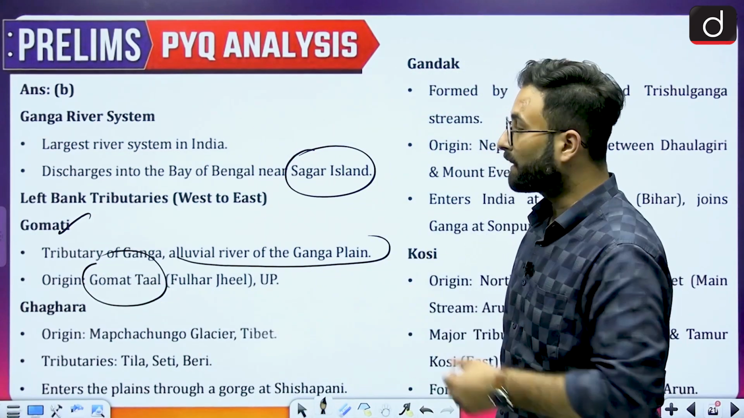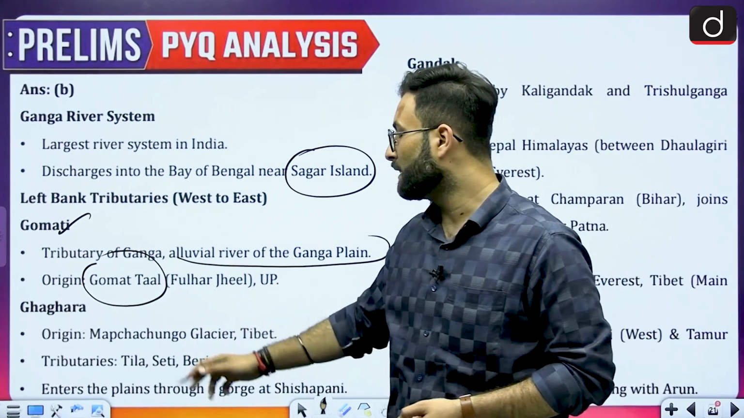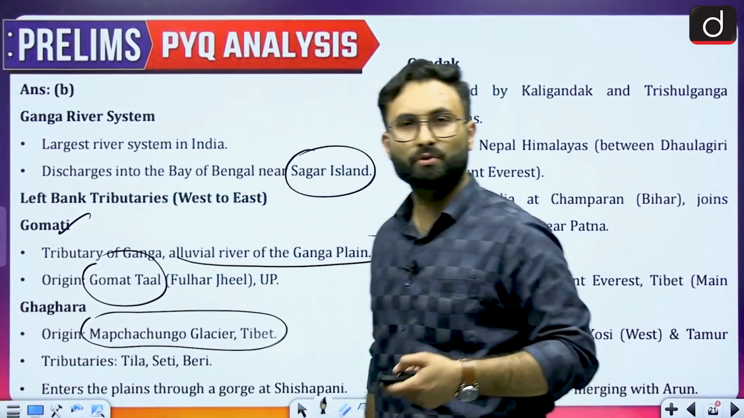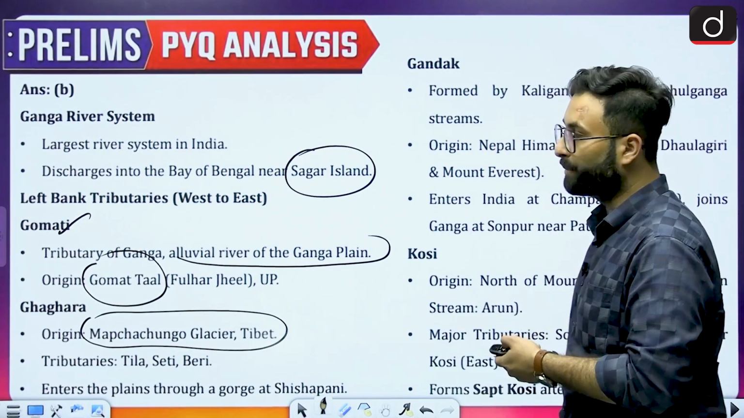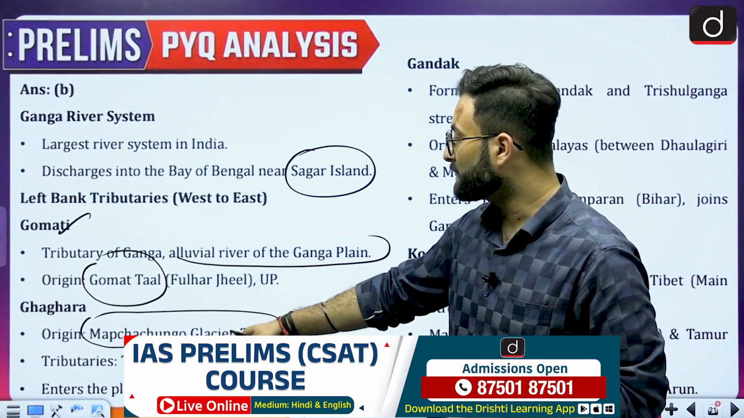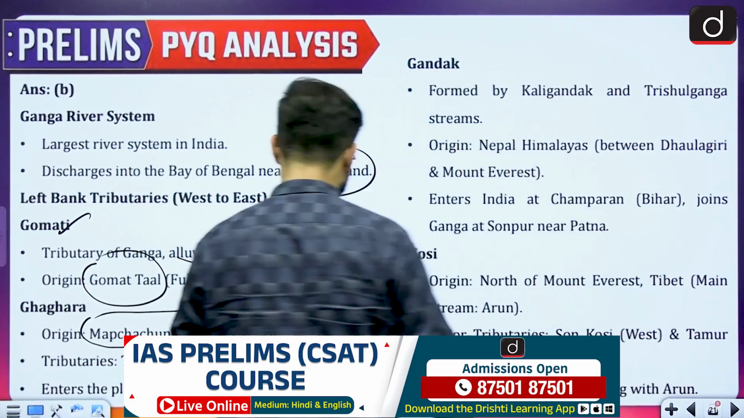Coming to the next one, Ghagra. Here you can see there is this glacier, Mapchachungo glacier, which is there in Tibet. From there the river has its origin. Tributaries are Tila, Seti, Beri. That is something which you should remember.